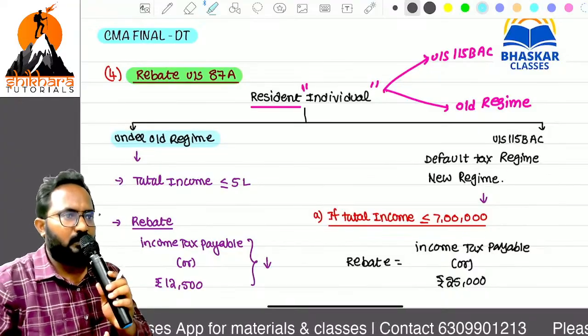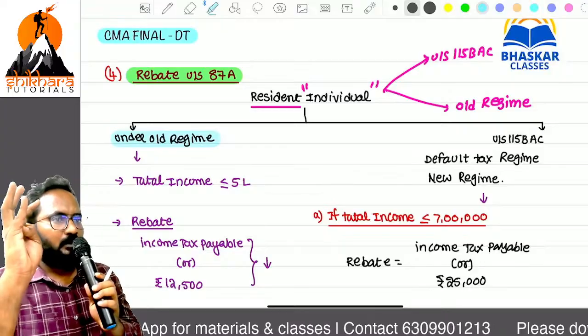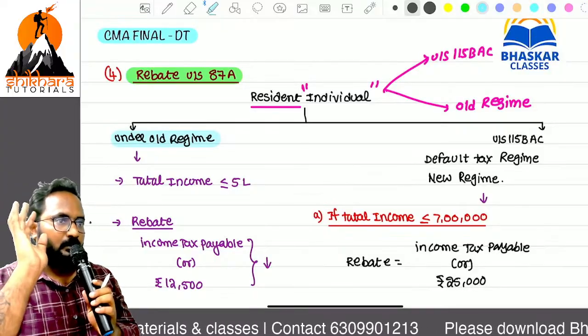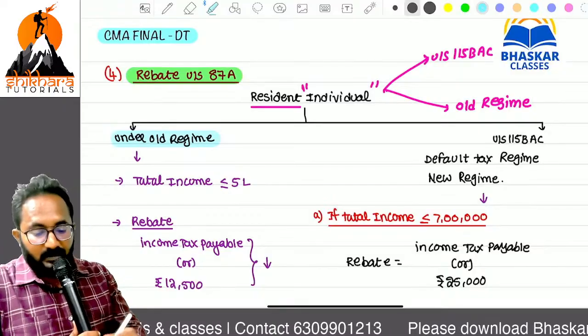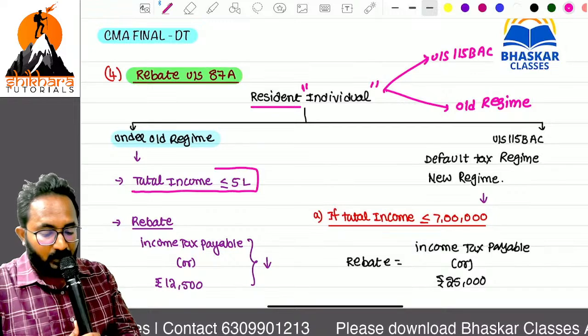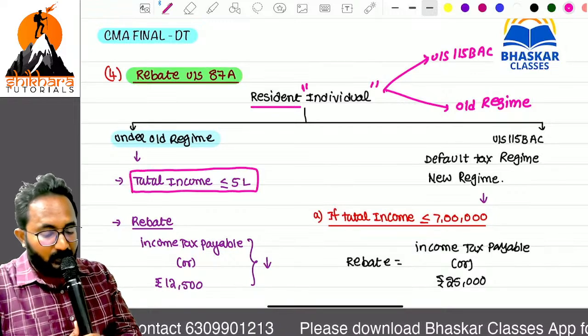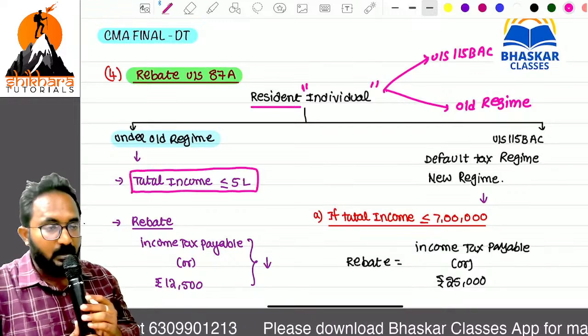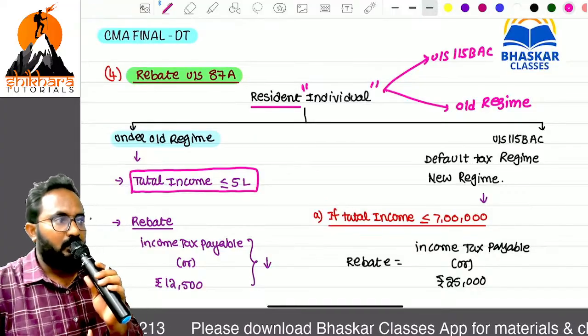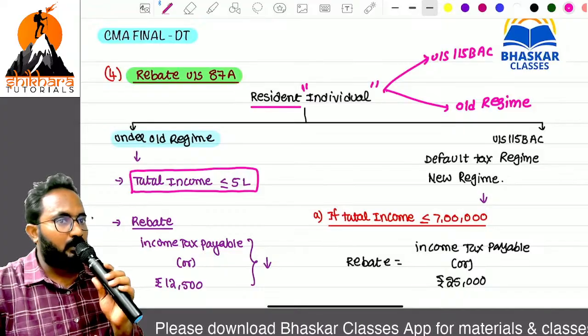Old regime means what, ma'am? We can call it old regime, normal tax rate or optional tax rates. So if that resident individual's total income is less than or equal to 5 lakh, then only he is eligible for what, ma'am? Rebate. Does not exceed 5 lakh means what, ma'am? Less than or equal to 5 lakh.